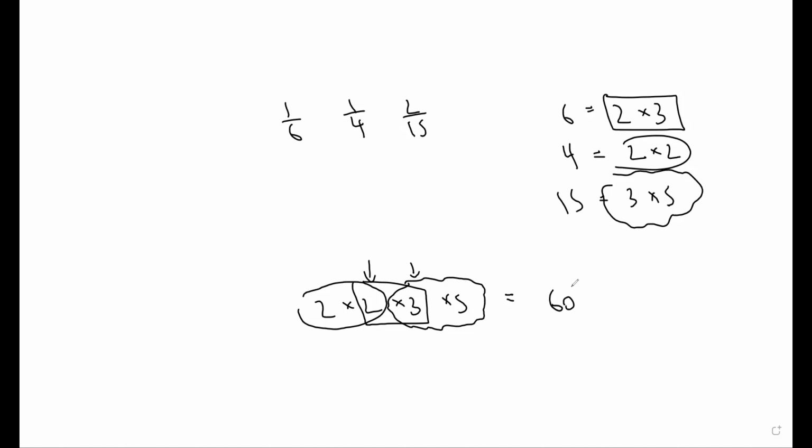But still, I think my method's better, because just look at 15. 15 doesn't work. It's not a multiple of either 6 or 4. Then you go to 30. That doesn't work because it's not a multiple of 4. Then you go to 45. That doesn't work because it's not a multiple of 6 or 4. Then you go to 60, and bam, 60 works for all of them. So you'll get the same answer regardless, but usually doing it this way will at least save you time, although you do have to do some mental arithmetic.